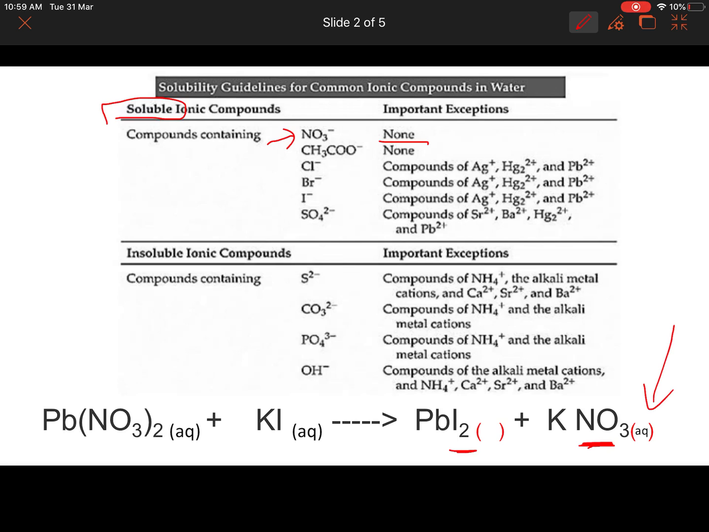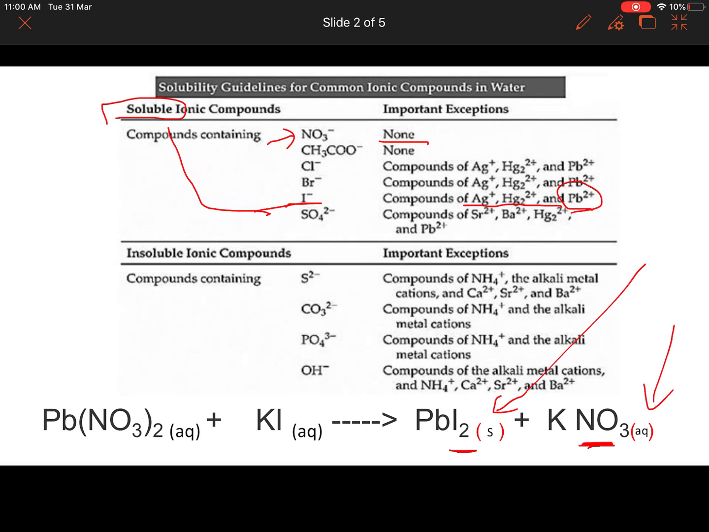What about lead iodide? Look for iodide here. All iodides are soluble, but there is an exception. These are the exceptions, and lead or Pb2 plus is one of the exceptions. So this is why it is solid. Okay, so we put S here since it is insoluble. Okay, now we wrote the complete skeleton equation.